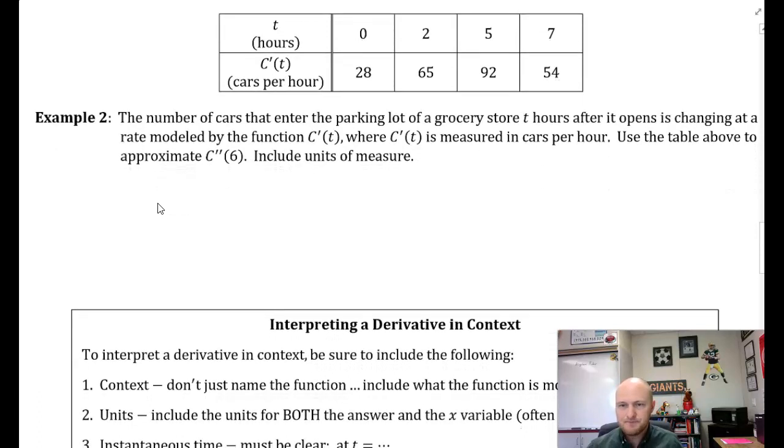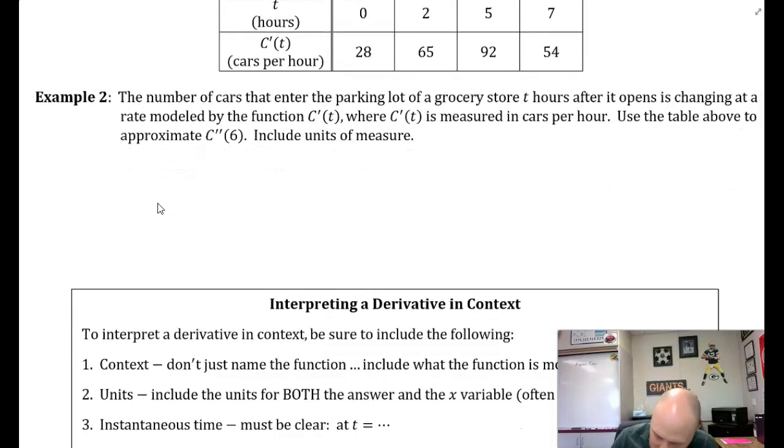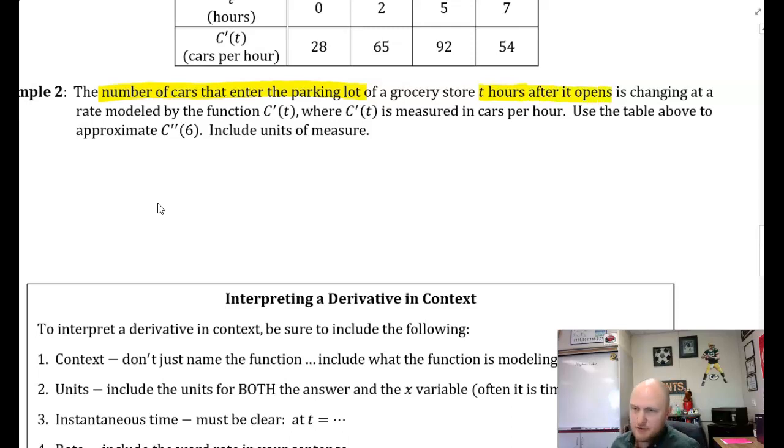Here's example number 2. The number of cars entering a parking lot of a grocery store t hours after it opens, that's important, t hours after it opens, is changing at a rate modeled by the function C prime of t. Here they're giving us a derivative where C prime of t is measured in cars per hour. Use the table above to approximate C double prime and include units of measure. So I want C double prime of 6.